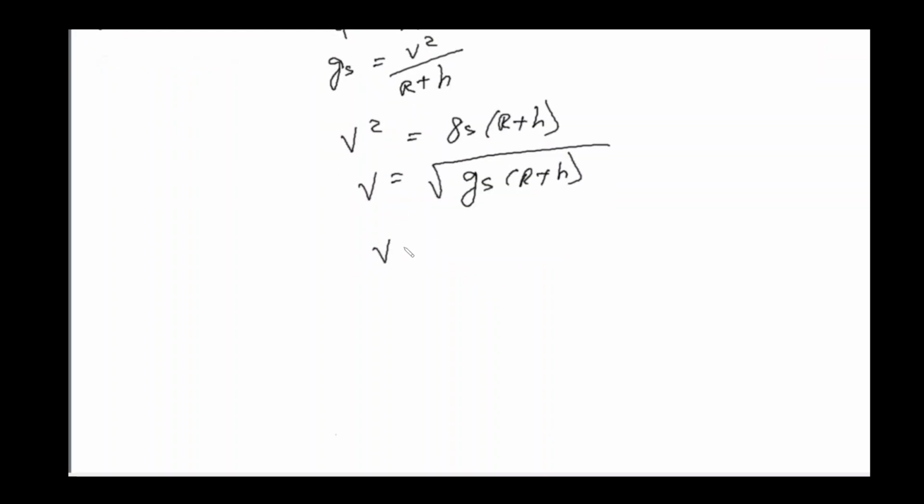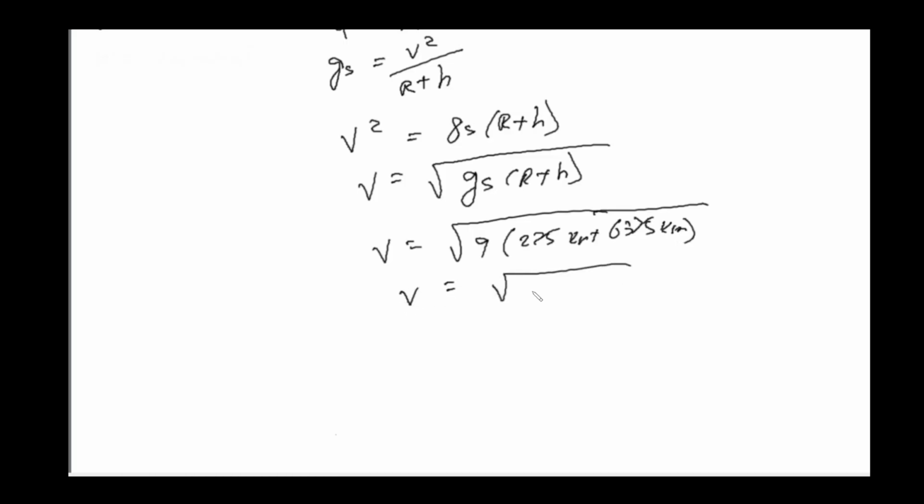And let's put those figures in. That's 9 times 225 kilometers plus 6375 kilometers, where v is equal to the square root of 59.4 times 10 to the 6th, where v is equal to 7,700 meters per second.